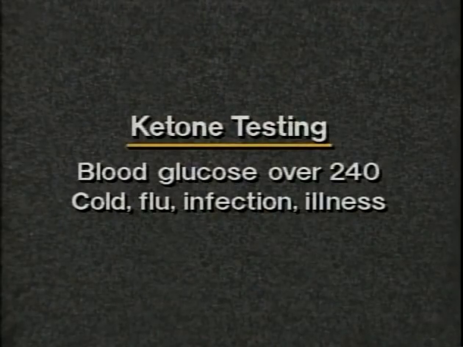Ketone monitoring is also important. The presence of ketones in the urine may be the first sign of serious complications. The physician may order urine ketone testing when blood glucose levels are over 240 milligrams per deciliter, or if the patient has a cold, flu, infection, or illness.